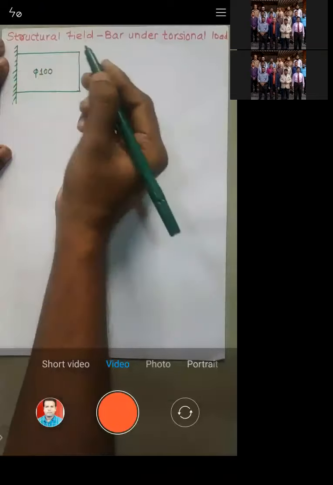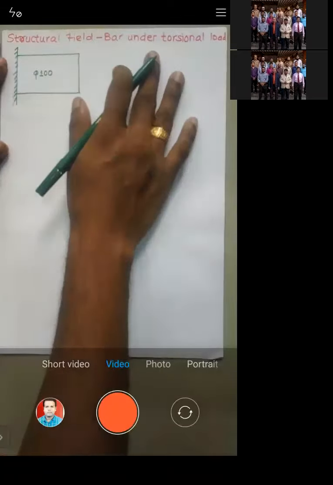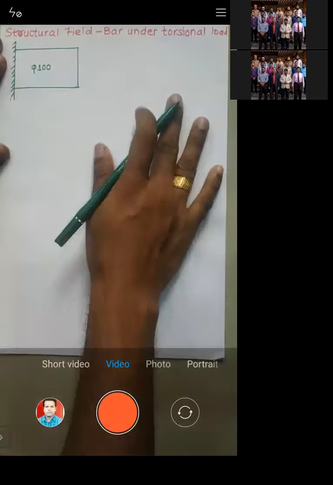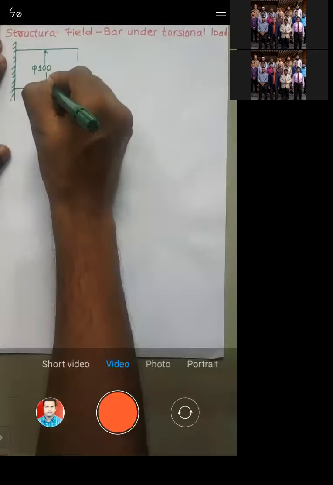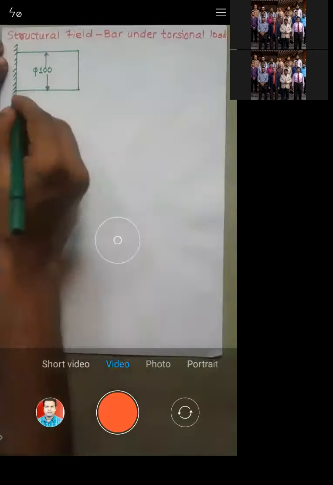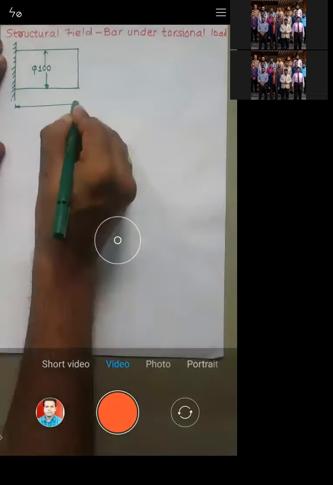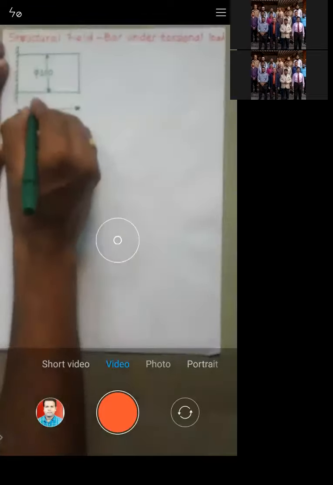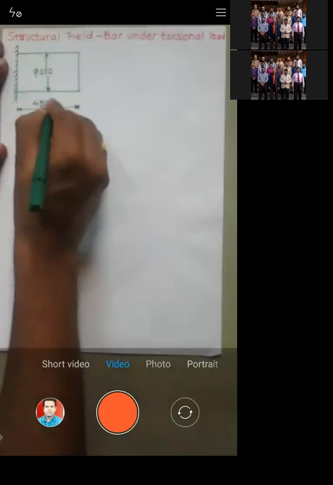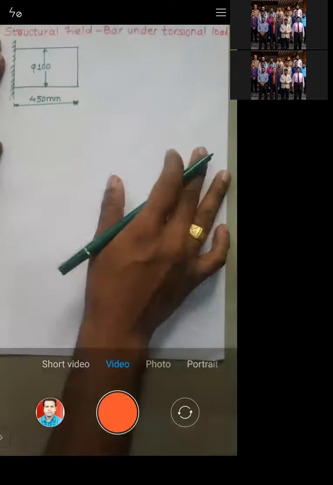The bar has a diameter, phi is equal to 100. I will mention these are the diameter. Phi is equal to 100. This bar has a length of 450 mm.